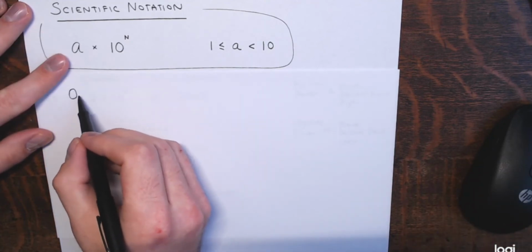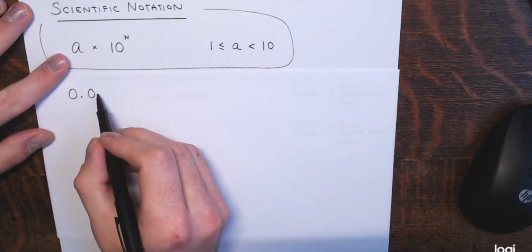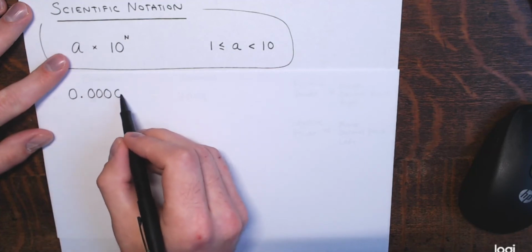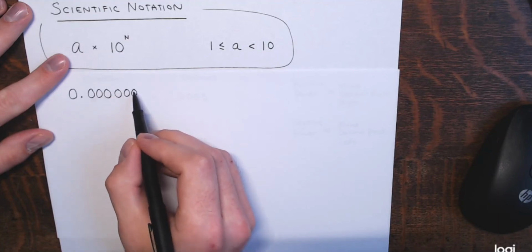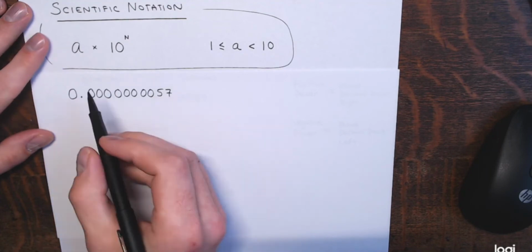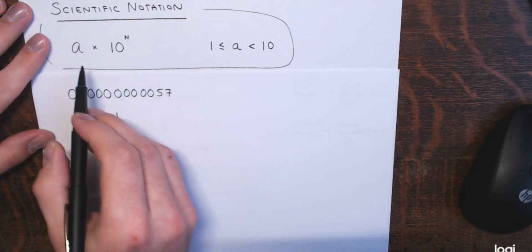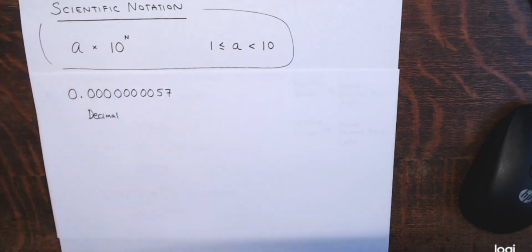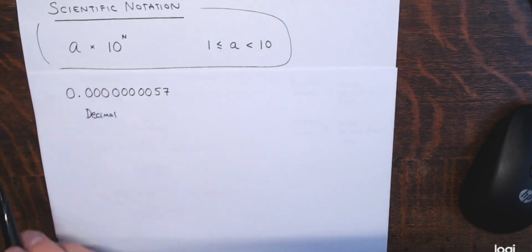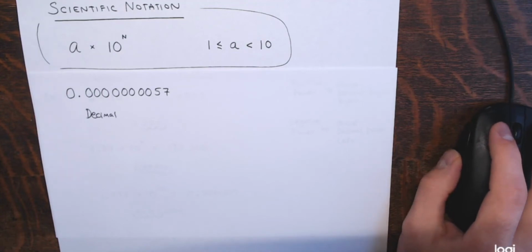So here we have 0 point, and then I said there were 8 zeros, right? And then 57. All right, this is in decimal form, right? Because it's not in this a times a power of 10 thing, a number from 1 to 10 times a power of 10. And again, let me just make sure I'm counting that number of zeros correctly. 0, 0, 0, 0, 0, 0. Yeah, 8 zeros and then 57.